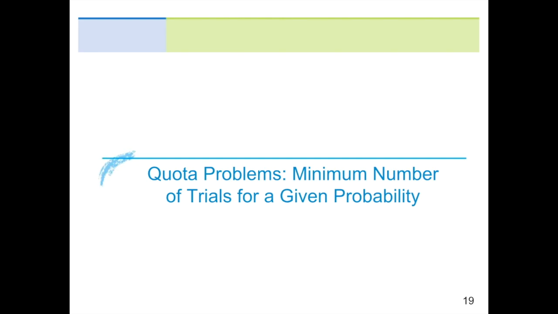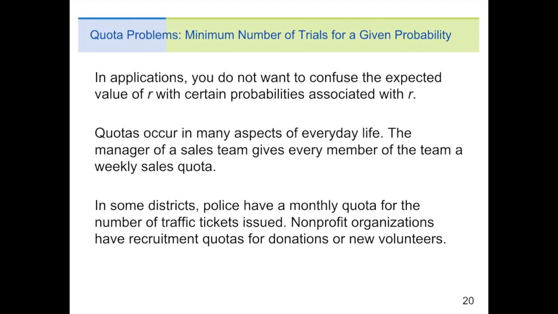Quota problems, minimum number of trials for a given probability. In applications, you do not want to confuse the expected value of R with certain probabilities associated with R. Quotas occur in many aspects of everyday life. The manager of a sales team gives every member of the team a weekly sales quota. In some districts, police have a monthly quota for the number of traffic tickets issued.